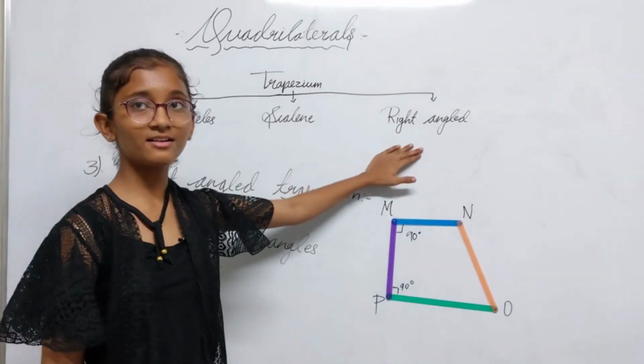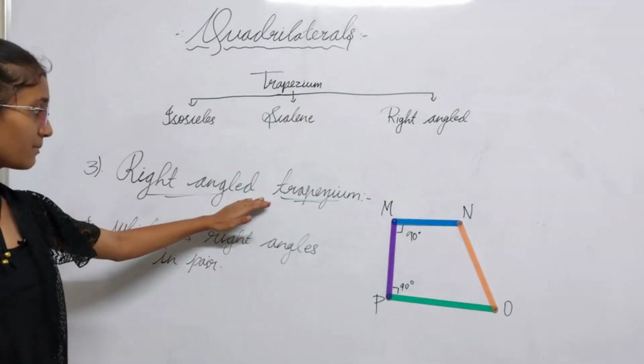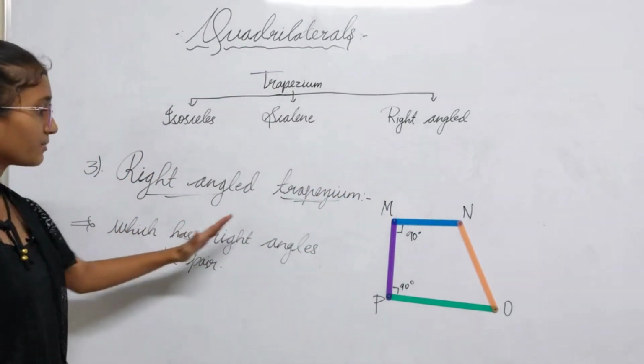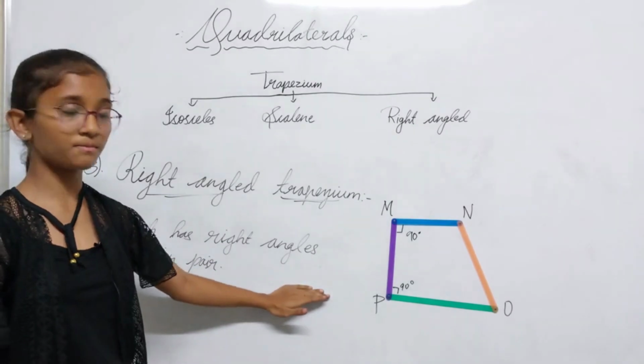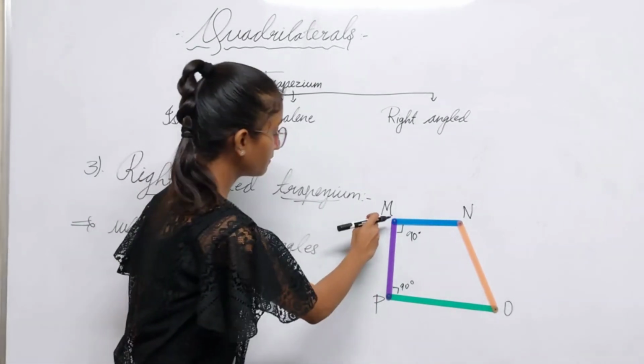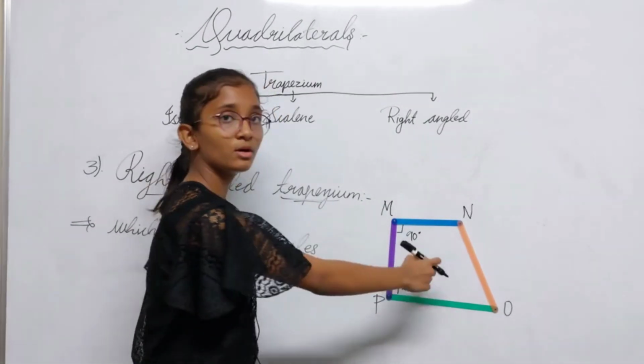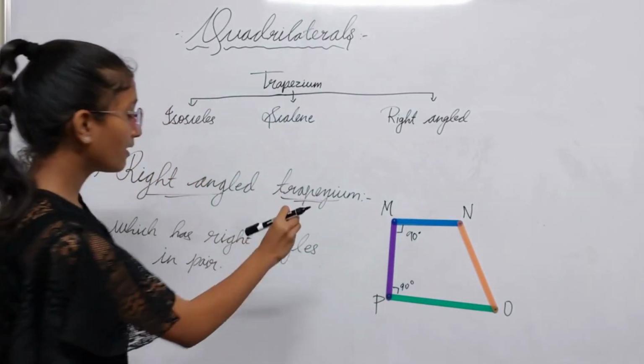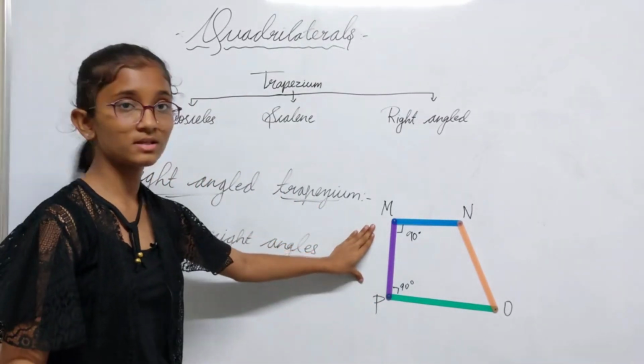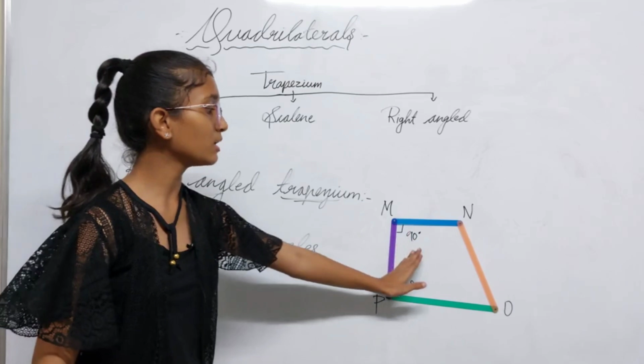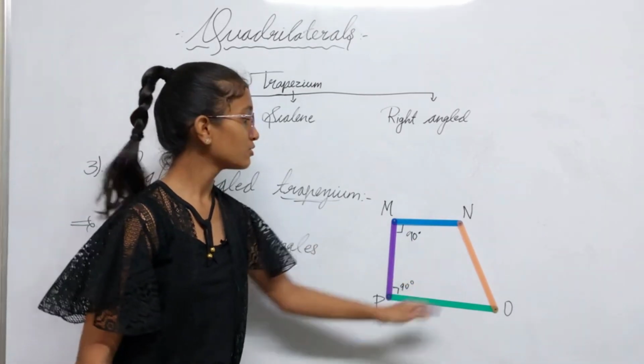Next comes the right angle trapezium. In a right angle trapezium, the right angles will always be in pair, which means angle M will be equal to angle P, equal to 90 degrees. In a right angle trapezium, the right angles will always be in pair, they will not be opposite to each other. So this was it for today.